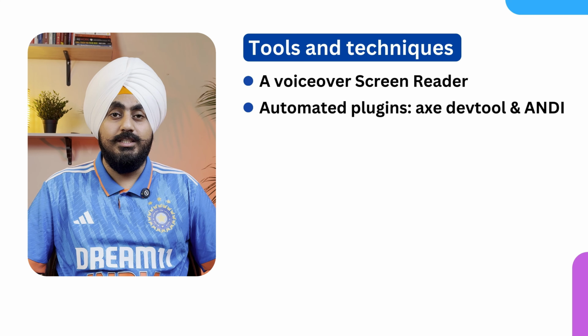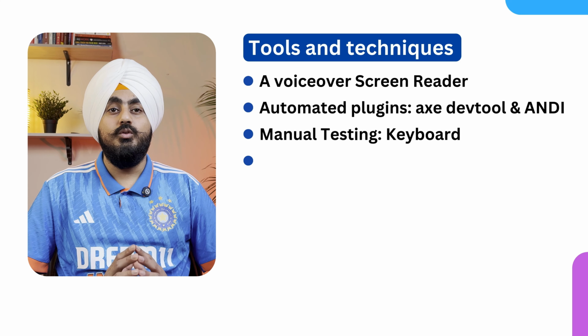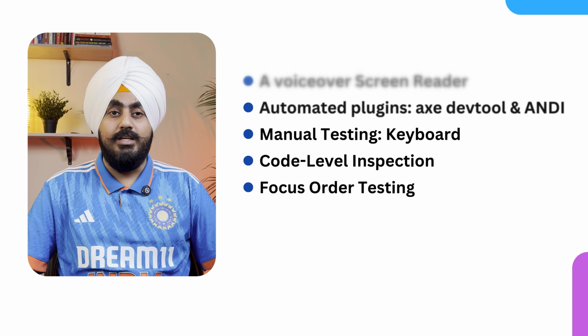But automation is not enough. This is where we will deep dive into manual testing. We will test using keyboard only to test for navigation, and yes, no mouse. And we will test for form usability by filling out a sample form. To check if the website is built using proper HTML semantics and accessible ARIA attributes, we will do code level inspection. We will also focus on focus order testing, ensuring there's a logical tab order for seamless navigation.